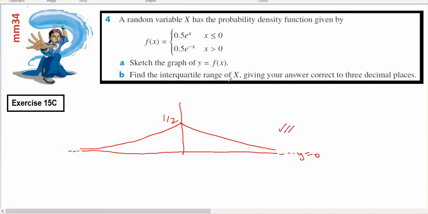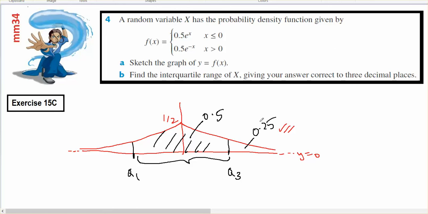Find the interquartile range. Okay, so the interquartile range will be the middle 50% between Q1 and Q3. And I know that that area there will be 0.5. That's what the interquartile range means, because that's 0.25 and down here is 0.25. Now what I do know is, because this is perfectly symmetrical, if this was 1, that would be negative 1. If this was 2, that would be negative 2. So I only really need to work out one of them.